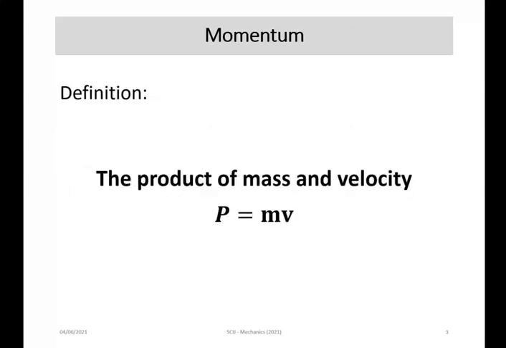Now, what is momentum? Simply put, it is the product of mass and velocity. So we pick any particular object and multiply its mass by its velocity, then we get what we call the momentum of that particle at that moment.